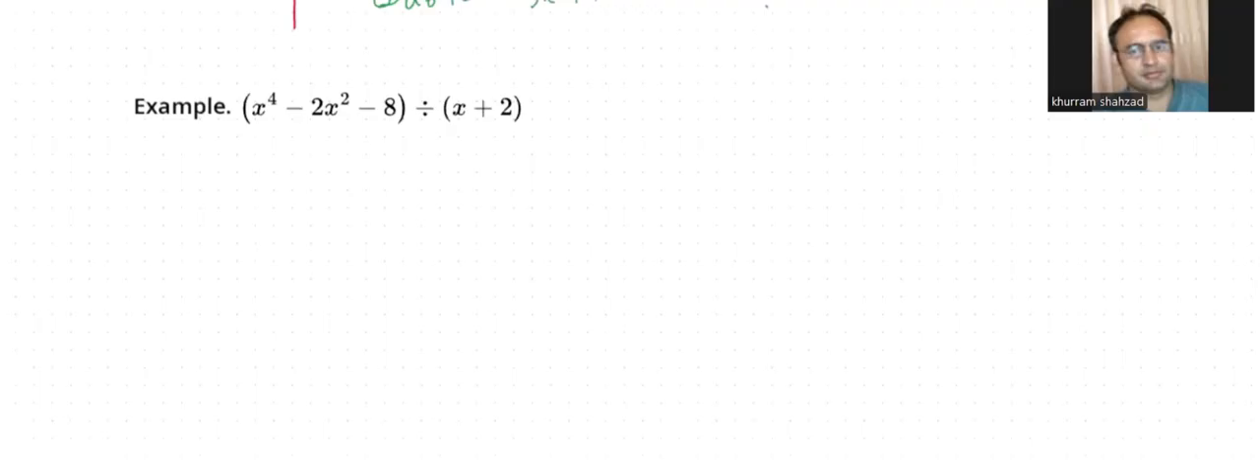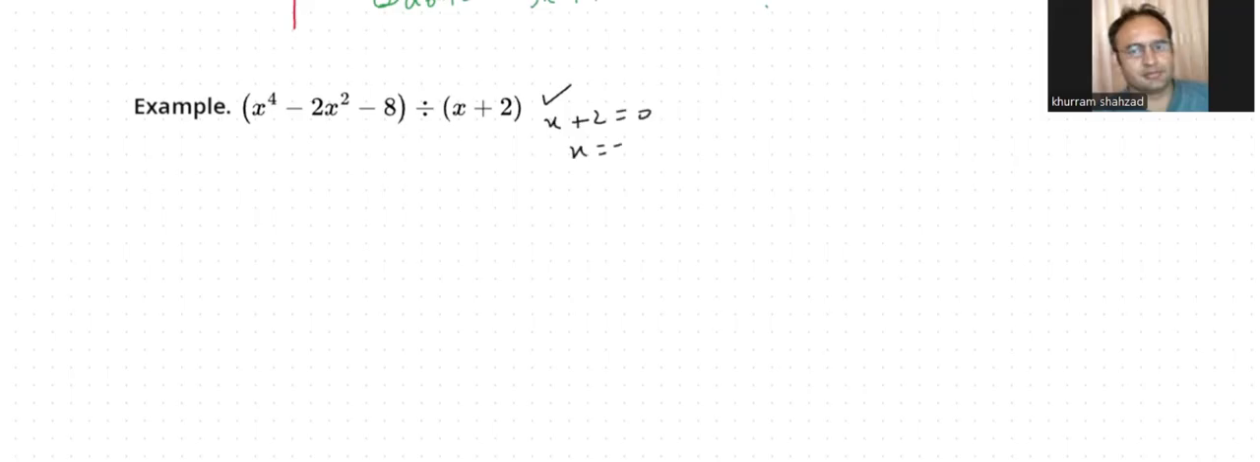This is another example for the synthetic division or Horner's method. So how can we carry on this? First of all, you have to set this x plus 2 equal to 0. You will get x is equal to -2.